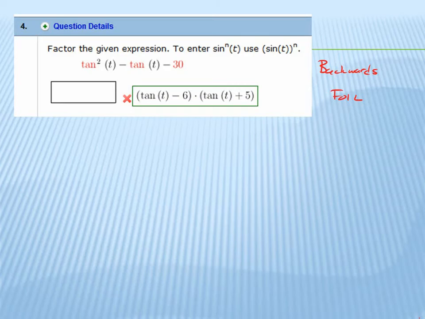All right. This is a backwards FOIL. So what are they doing with these questions? They're just trying to get you familiar with doing algebra with the trig functions in place of the x's.